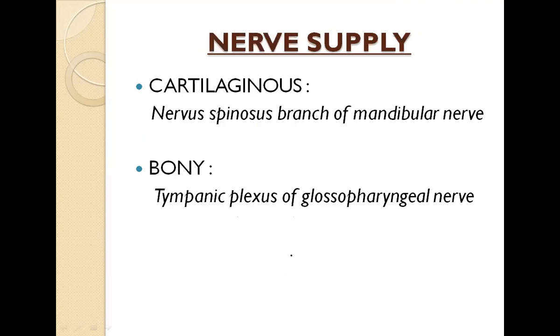Now moving on to the nerve supply of the auditory tube. The nerve supplying the cartilaginous part is the nervus spinosus branch of the mandibular nerve, and the nerve supply of the bony part is by the tympanic plexus of the glossopharyngeal nerve.